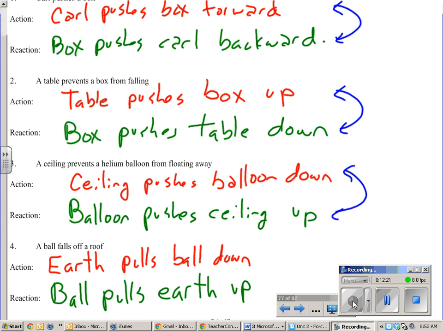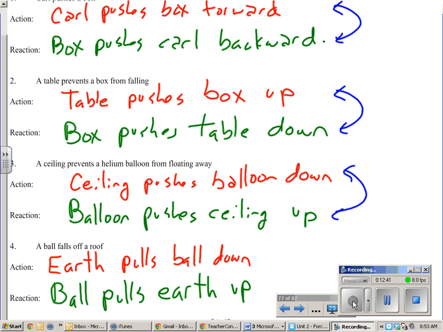So your reaction is the ball pulls the earth up. Okay, and that's actually correct. We will learn more about this later on. Gravity is actually very similar to magnetism. And if you picture two magnets, they both pull on each other, right? This is the same thing. In the same way that the earth pulls the ball down, the ball pulls the earth up.